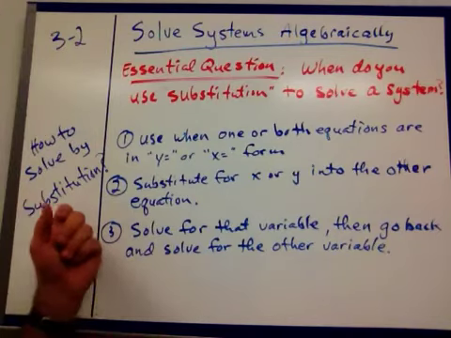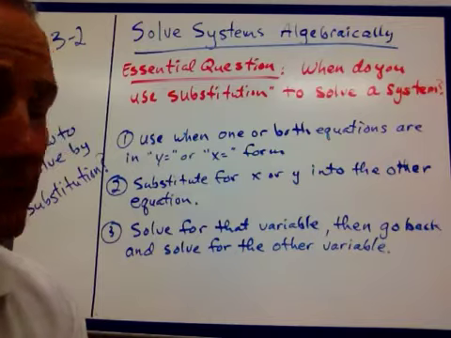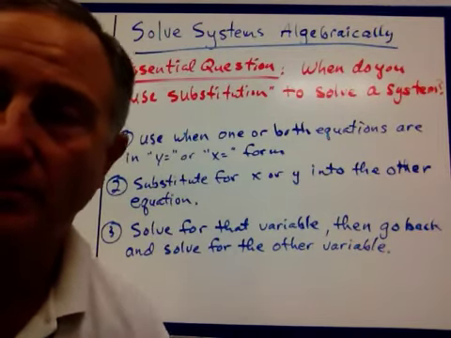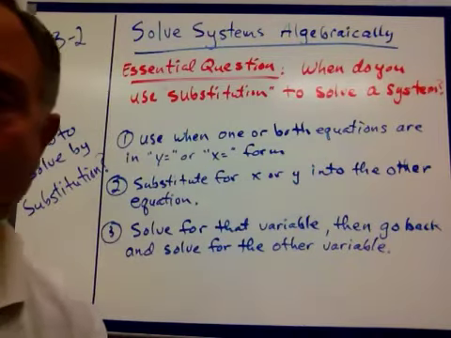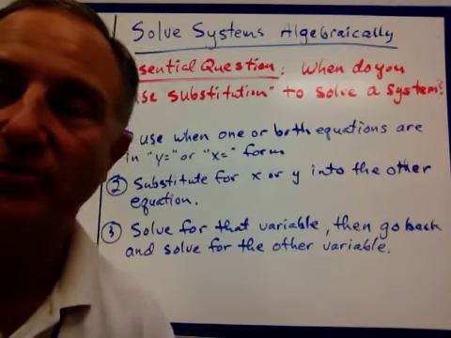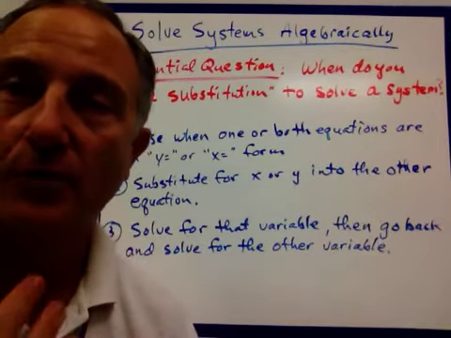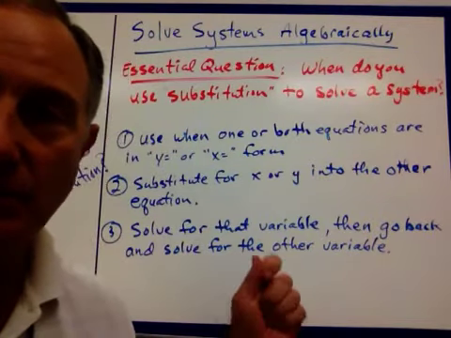How do you do it with substitution? First, we use it when one or both of the equations is x equals or y equals. That way we can substitute in, which is the second step. Think about substitution: if you're an athlete, you're taking somebody off the field and hopefully putting somebody of equal talent back onto the field to take their place. It's kind of like what we do here.